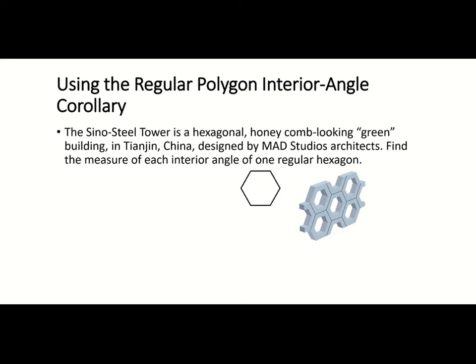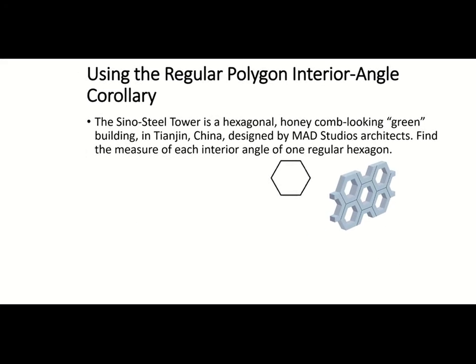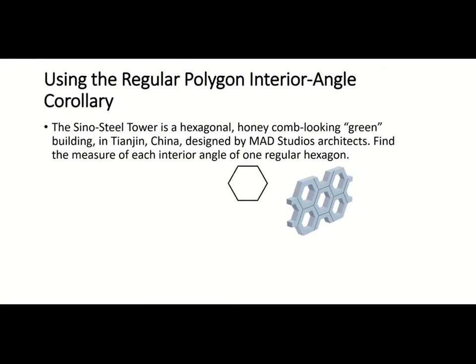All right, so here they want us to find the measure of each interior angle of a regular hexagon, and they are looking at the side of a building that was built in China where the panels were hexagons. So we want to figure out the measure of each interior angle. And remember, it's a regular hexagon. So that means that all the angles on the inside are the same measure, all 6 angles.